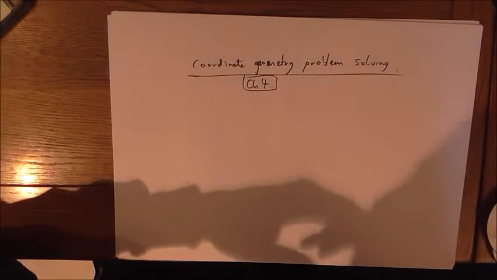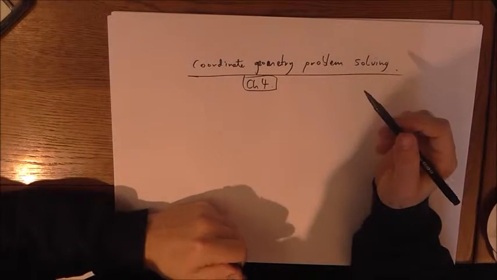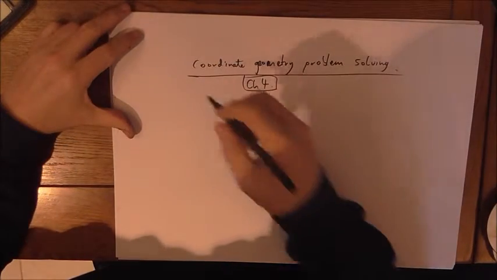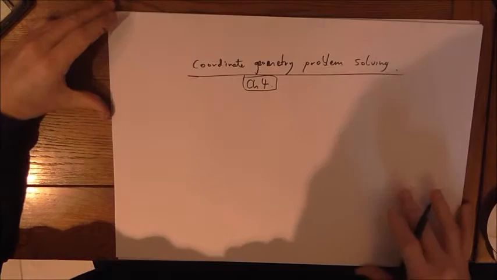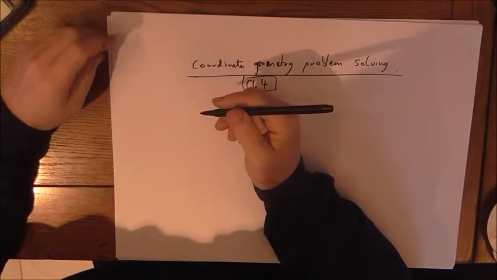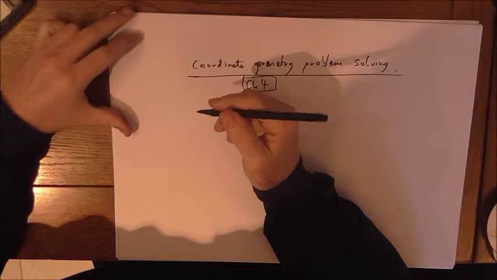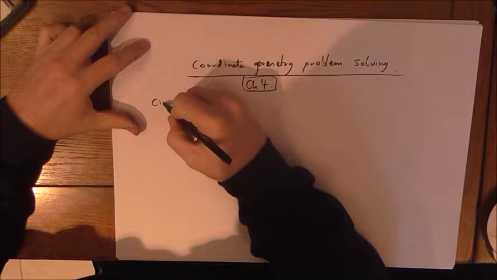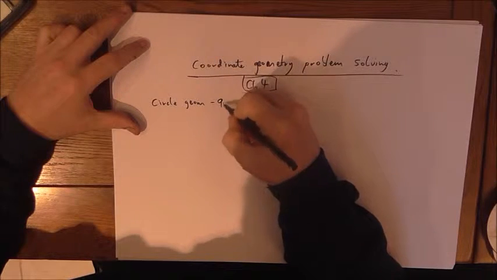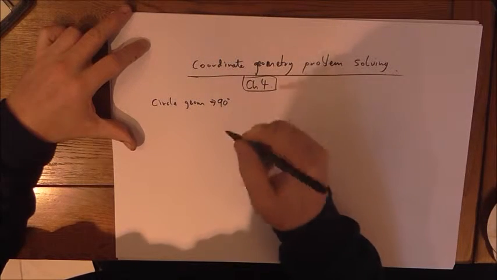This video takes you through some problem solving in coordinate geometry. Before we get into the problem solving and the tricky questions, I'm just going to remind you of what your toolkit is for this chapter. Your toolkit consists of first, circle geometry, all the theorems that give you a 90-degree angle.